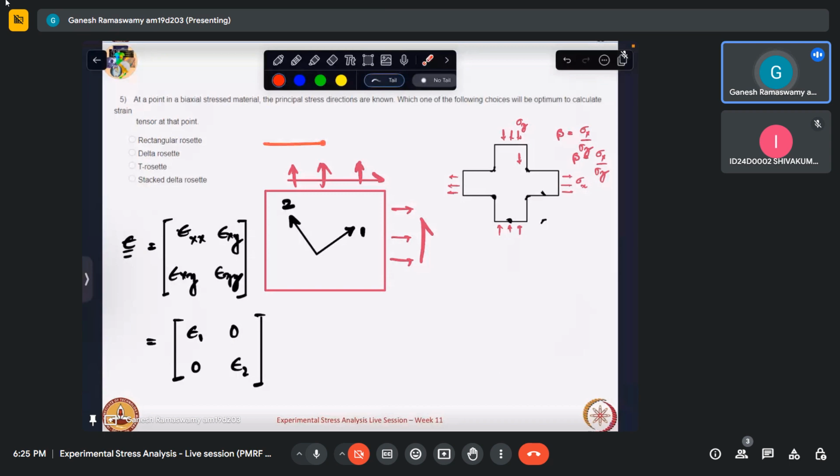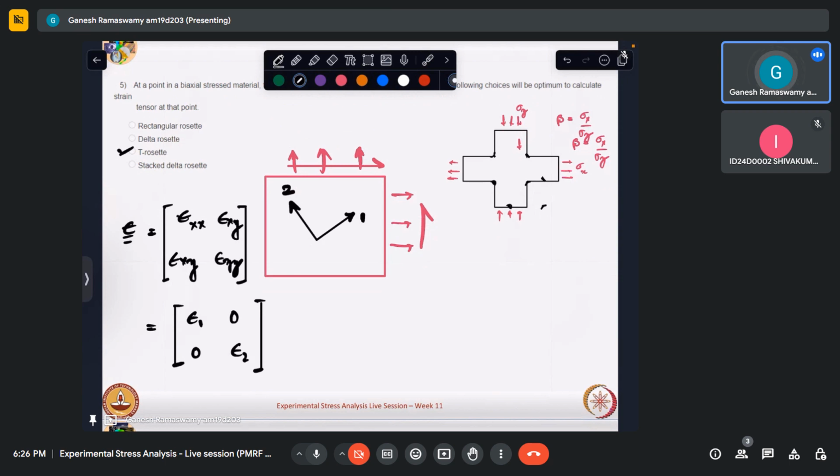A rectangular rosette has strain gauges like that, 0, 90, and 45. A delta rosette might be like that. A T rosette basically has two strain gauges, one measuring strain like that, and the other measuring strain like that, in two perpendicular directions. So a T rosette would be an ideal choice for populating the strain tensor at a point where the principal stress directions are known, for the case of a biaxially stressed material. So I suppose this is clear.